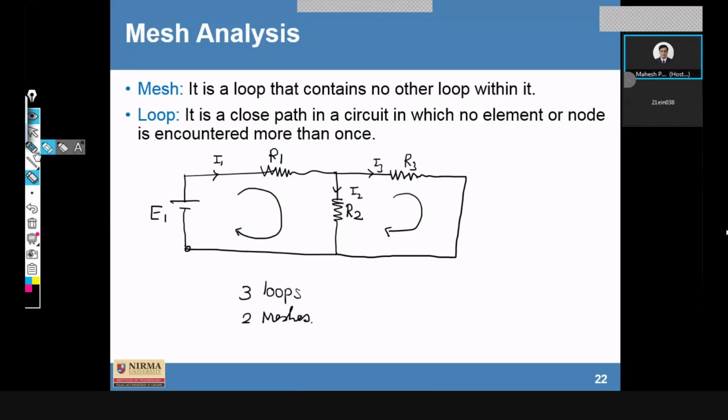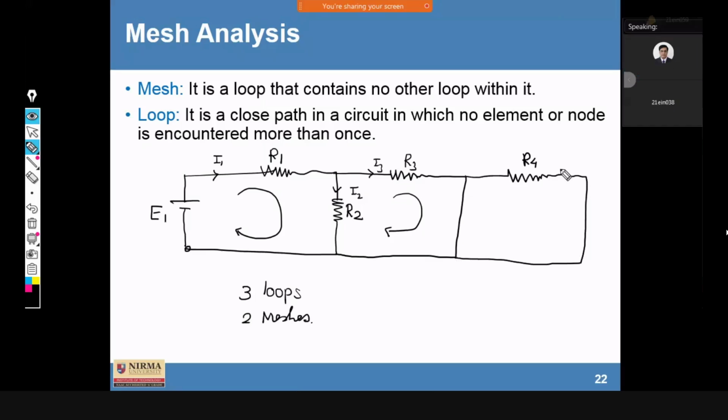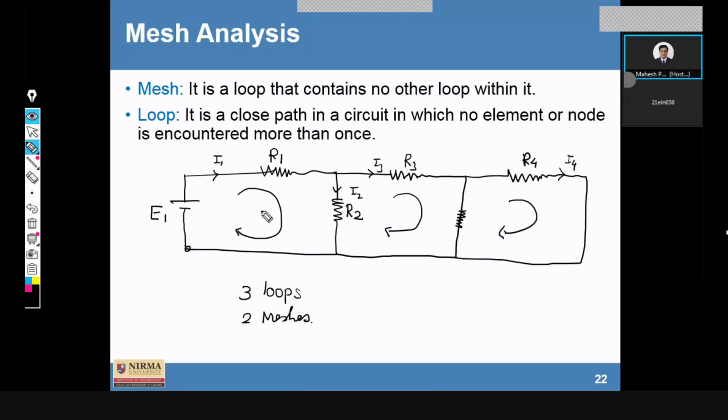Now consider one more network, and here suppose one more circuit is there named as R4. Current I4 is flowing from here. Fine. So here in this circuit, could you please identify how many loops are there and how many meshes are there? Meshes are very simple to know here. So there are 3 meshes. Fine. So here we can say there are 3 meshes.